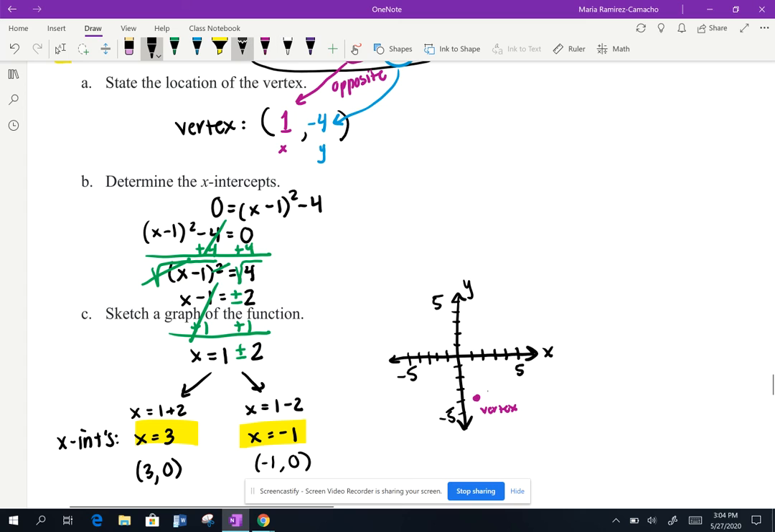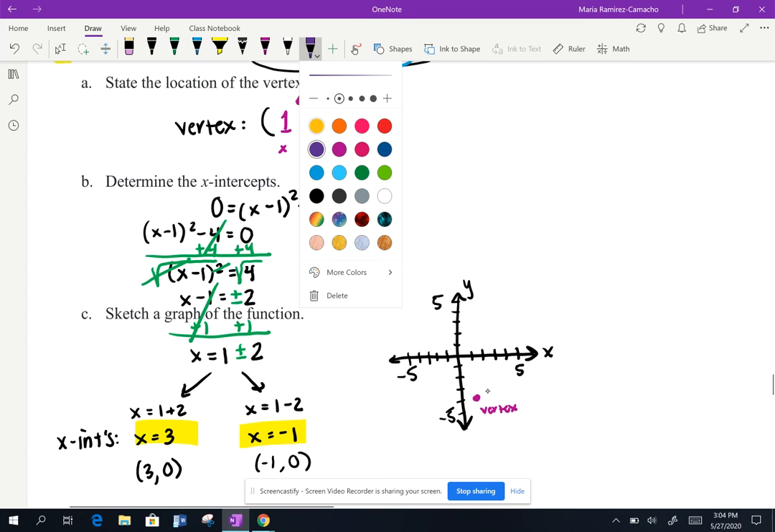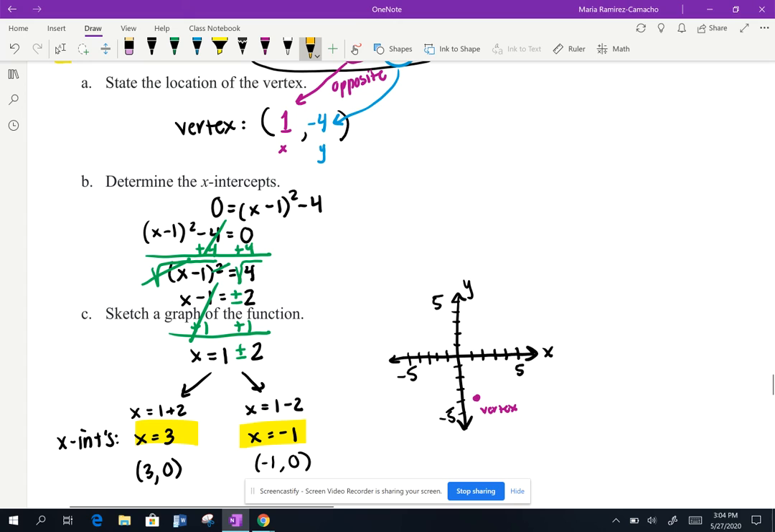And if we were to plot those, they would be here. Okay, (3, 0) would be here. (-1, 0) would be there. And now we have 3 points that we can draw a parabola through, because we're only being asked to sketch. We're not drawing a perfect graph, it's just a sketch. And so draw a parabola through those points. Oops, it's a little crooked. Okay, and there we go. That's it.